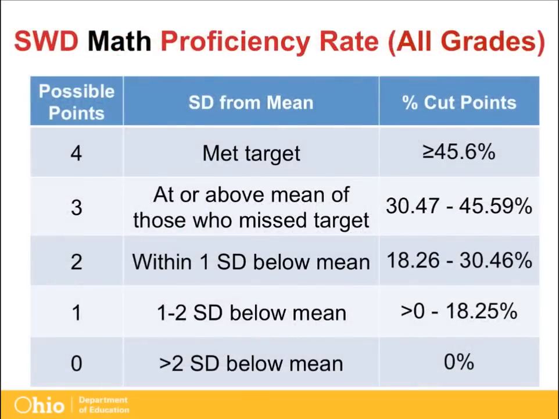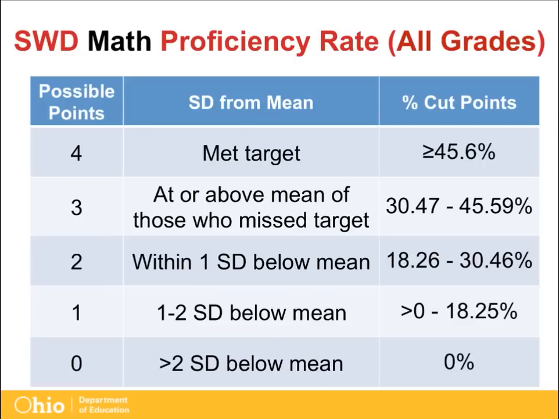This table shows how points will be assigned for the math proficiency rate across all grades. Points are assigned based on distance from the target for this indicator. Targets were established by Ohio's Stakeholder Advisory Group for Special Education. These targets reflect annual improvement over the current statewide math proficiency rate for students with disabilities. Districts that meet or exceed the target of 45.6% receive a full score, or 4 points.